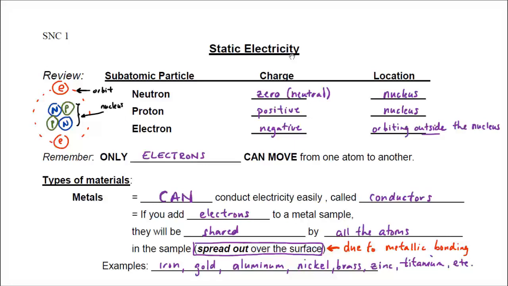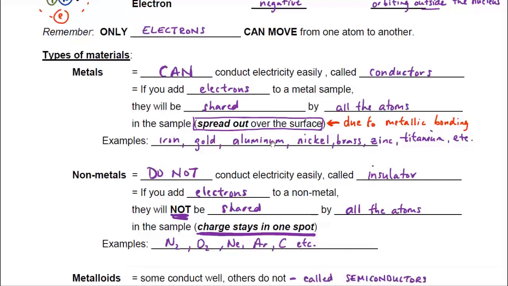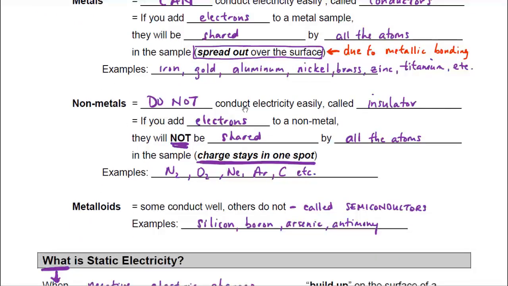Electrons moving, that's electricity. Now, if you're a metal, remember that the vast majority of the elements on the periodic table are metals. They can conduct electricity very easily. That's why we call them conductors. If you added electrons to a piece of metal, those electrons are going to spread out over every metal atom that is close enough to share the electrons. They're going to share all those electrons through something called metallic bonding. Those extra electrons will just spread out over the entire surface. All of these atoms are going to be able to share the electrons that you give to them. That's why they conduct.